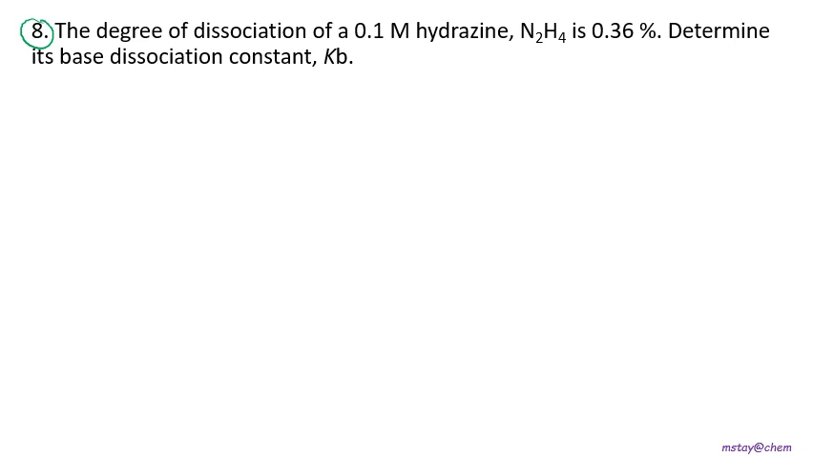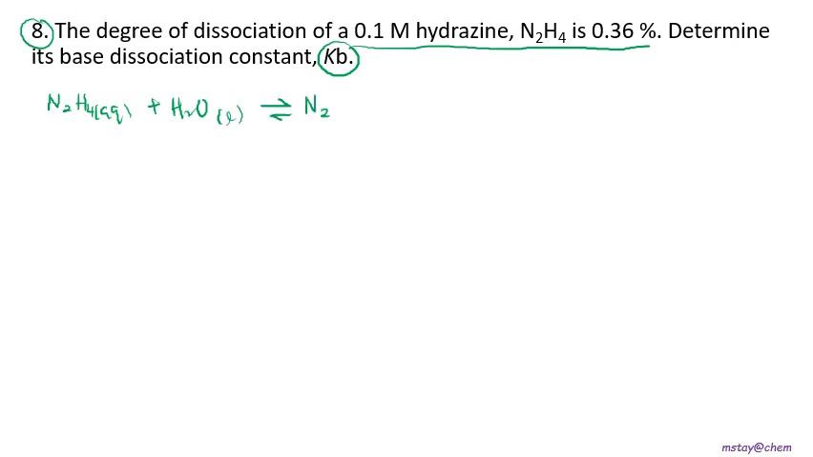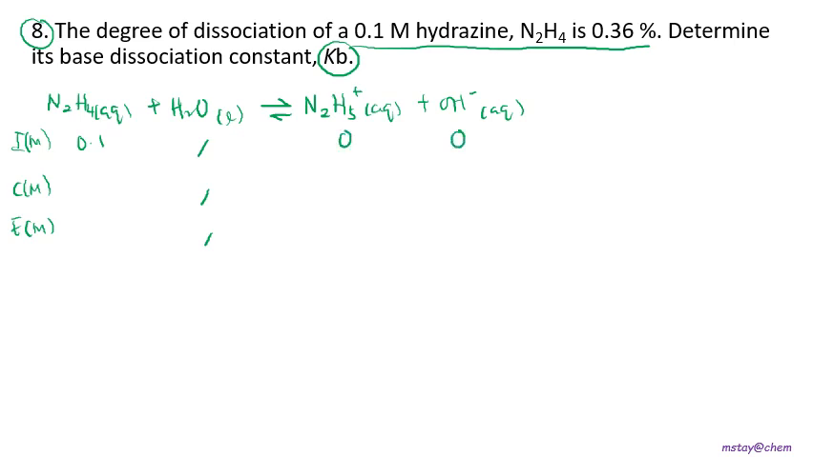Question number 8. The degree of dissociation for 0.1 molar hydrazine is 0.36%. Calculate the Kb value. First, as usual, we need to write the equation. N2H4 dissolves in water to produce, because it is a weak base, reversible arrow is used, to produce N2H5 plus and OH negative. Since this is a weak base, we are going to use ICE table. The concentration unit that we choose is mole per liter. Initial 0.1. Water, ignore them. Initial there is no OH negative and N2H5 plus as usual.